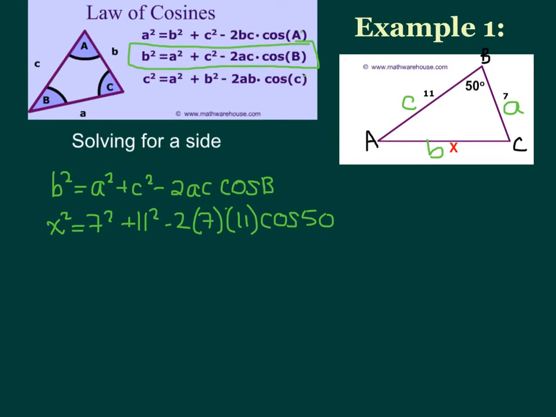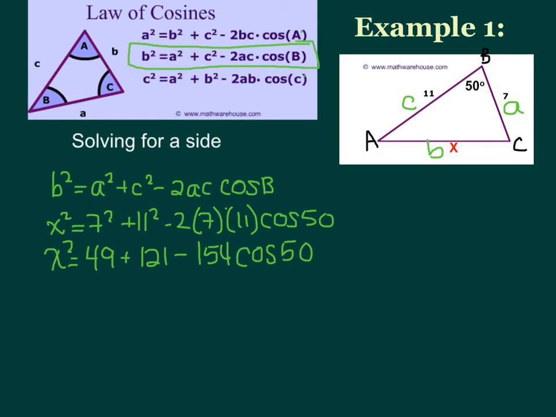Same thing here, and then I plugged in my angle B for my B and the cosine. Now I'm just going to simplify some more. So I'll have x squared equals 49 plus 121 minus 2 times 7 times 11, which is 154, times the cosine of 50. Now this is really important. Make sure you do this multiplication here first before you add and subtract anything. We're going to follow PEMDAS.